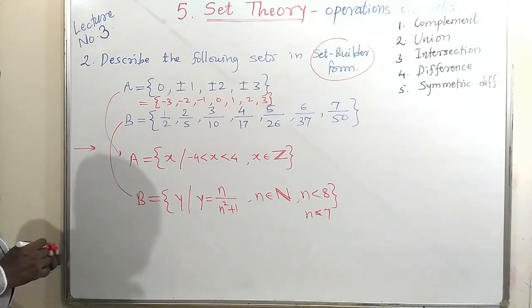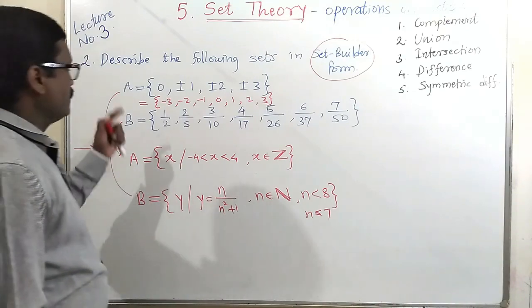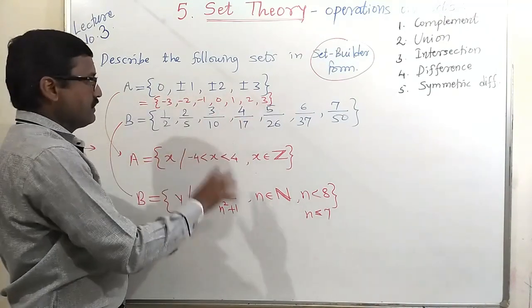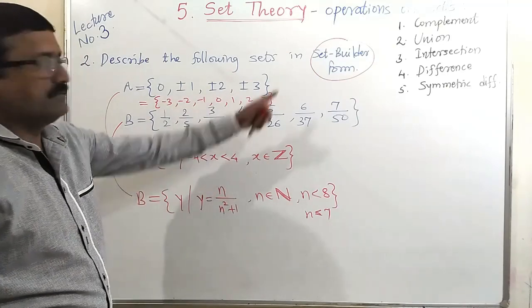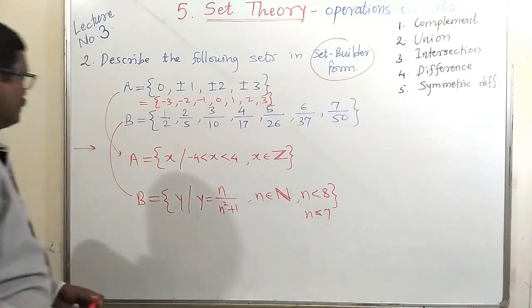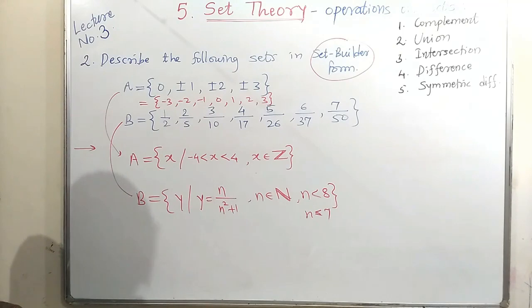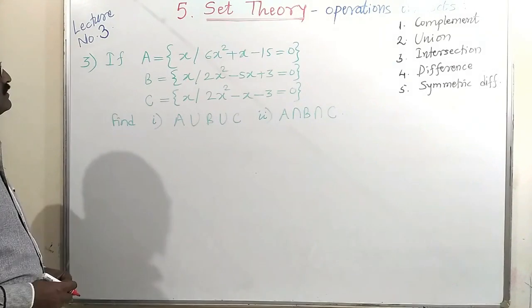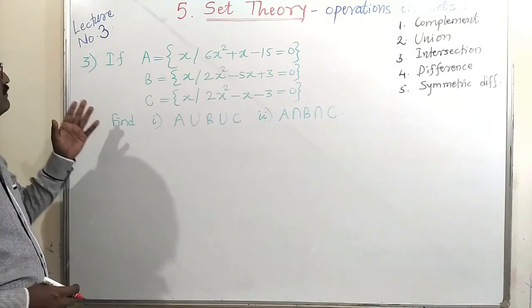Okay, so if you observe carefully, if you learn to find the relation between these numbers, then you can write the given roster form in set builder form. Okay, let us see example number 3. See this example number 3.